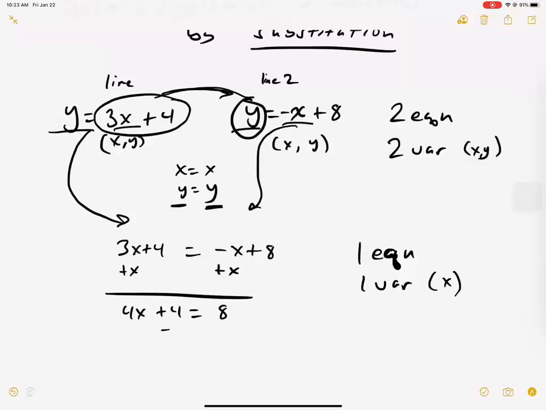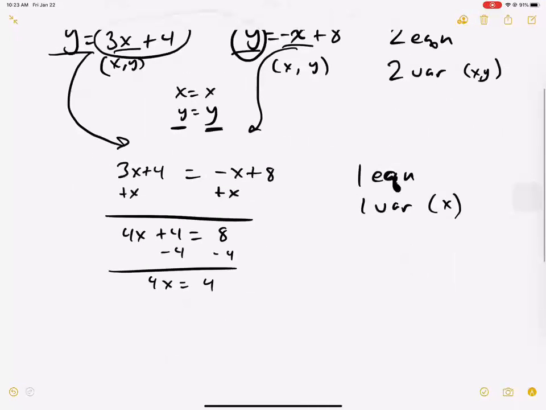Now let's subtract 4 from both sides. Oops, subtract 4 from both sides. 4x is equal to 4. Then I'm going to do the opposite of multiplying by 4, which is divide by 4. X is equal to 1.